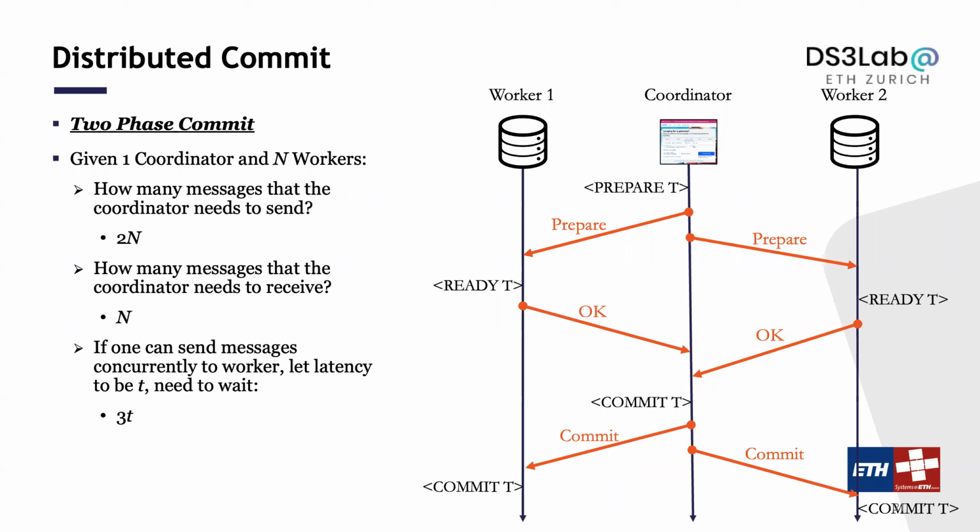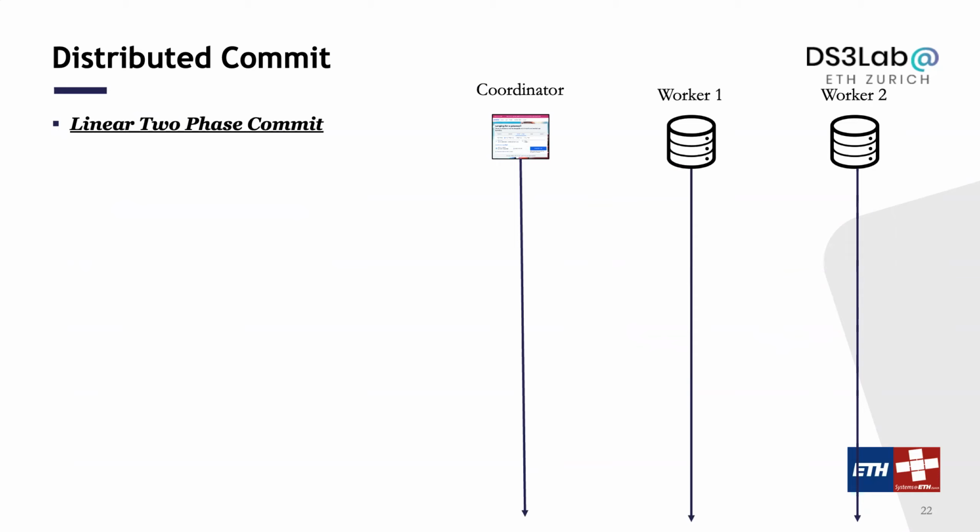Now we have this performance model: how many messages we are sending, and what is the latency. We can start to ask ourselves the question, can we do better? Can we decrease some of this? And what's the cost we are going to pay if we want to decrease some of this? So let me tell you an alternative protocol, something called the linear two-phase commit. It actually works in an interesting way.